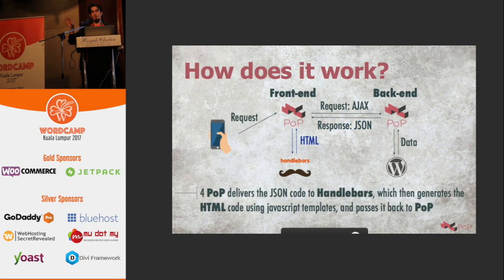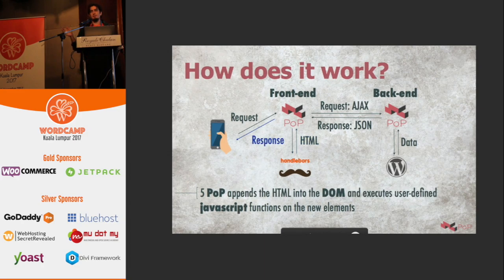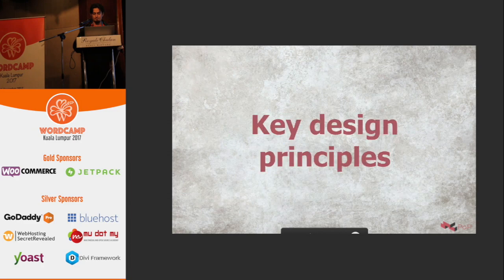Then we use this JSON call and give it to Handlebars in the front end. We merge that into HTML, and we embed the HTML on the DOM. We execute some JavaScript, and there you are. So it's highly dynamic, basically.